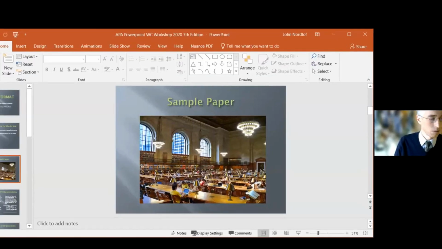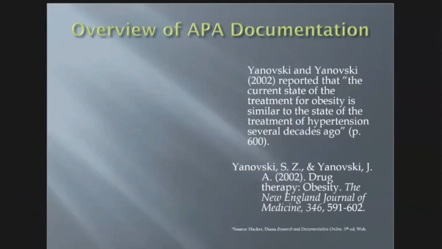I'm going to go back to our PowerPoint here, and we'll take a look at that. Okay, so now we're going to look at an example here. Yanofsky and Yanofsky 2002 reported, okay? Now we're going to say a couple of words about this little citation. So again, we see author, we see last names, Yanofsky and Yanofsky.